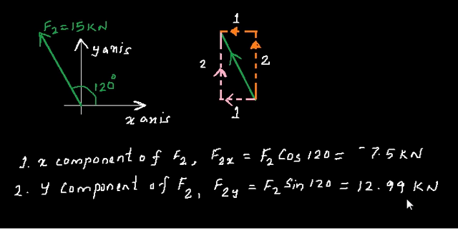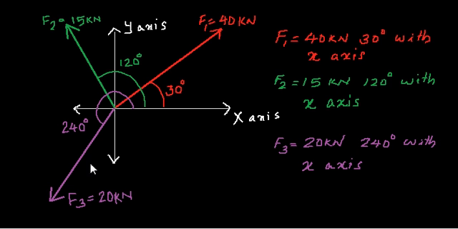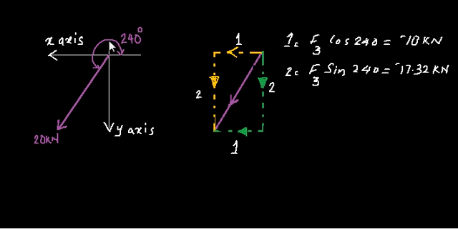Now going to the third force, you have 20 kilonewton acting at an angle of 240 degrees with the x-axis. So that's shown here again. What you need is to find the sine and cos of 240 and multiply that with the force, and you will get the two components. So cos 240 times F3 will give you the x direction component, or the component along the x-axis, and sine 240 times the force will give you the vertical component, or the component along the y-axis. So minus 10 and minus 17.32.